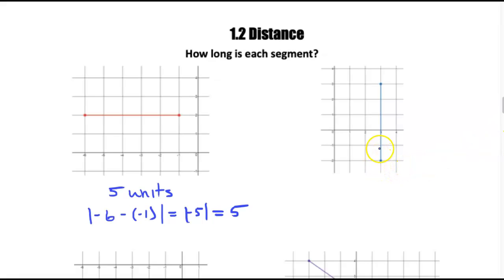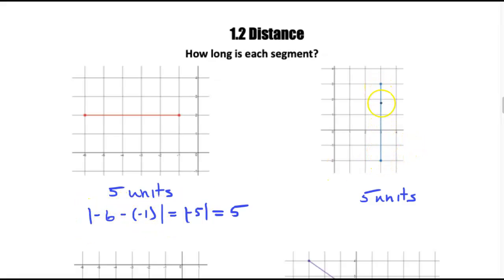Same here with this vertical piece. Okay, we can simply count the distance between 1, 2, 3, 4, 5. This is also 5 units. Okay, and again, we can follow the same logic here, using just finding the difference between the coordinates.